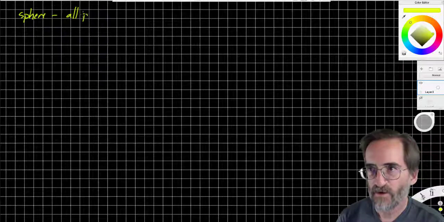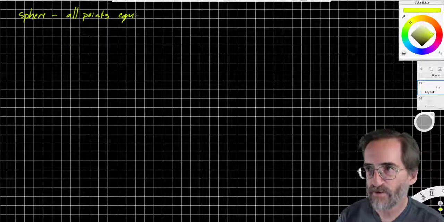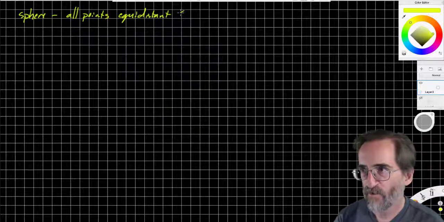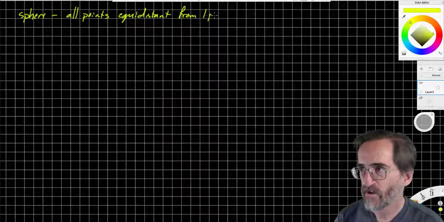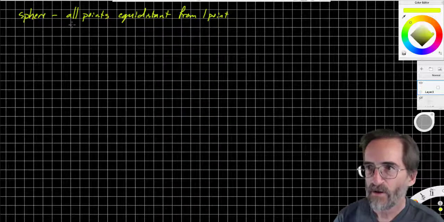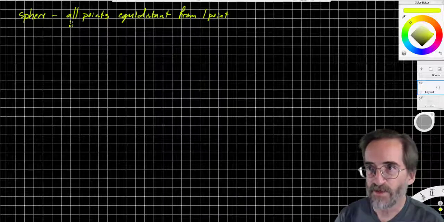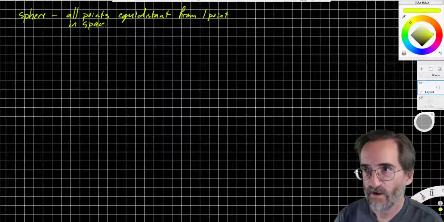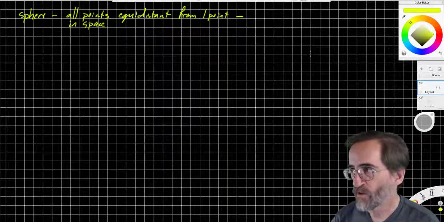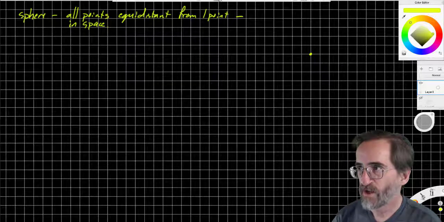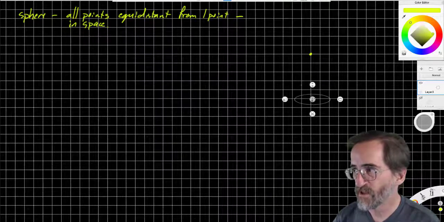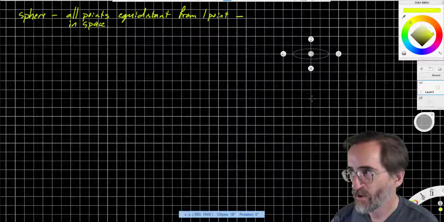All points equidistant from one point. It's very similar to the definition of a circle. Only for a circle, it's on a flat surface, on a plane. This is in space. So we pick a point called the center of the sphere, and we plot every point that is a set distance away from the sphere.